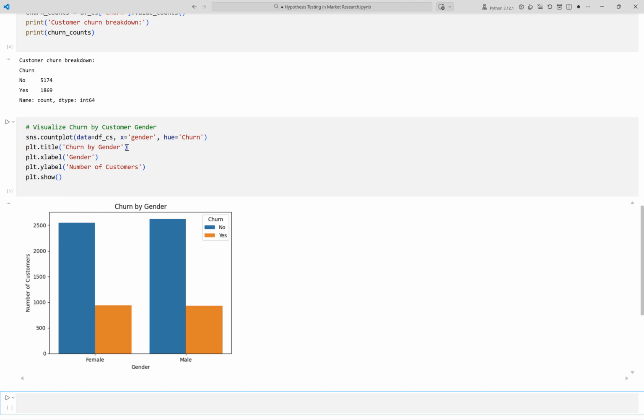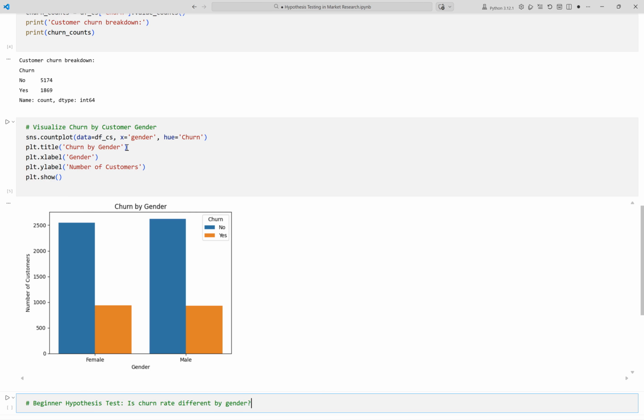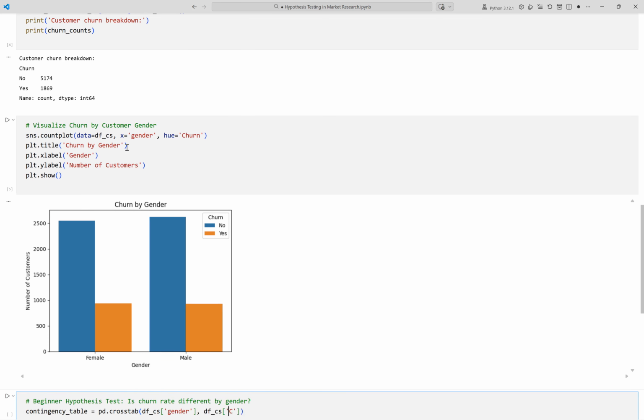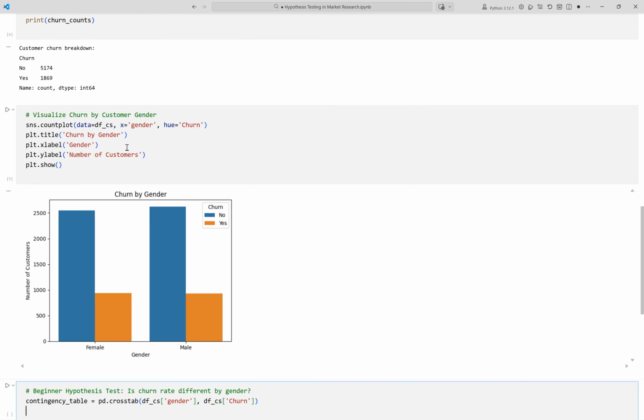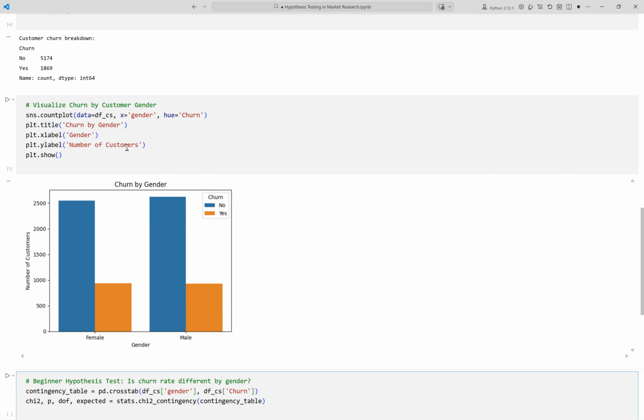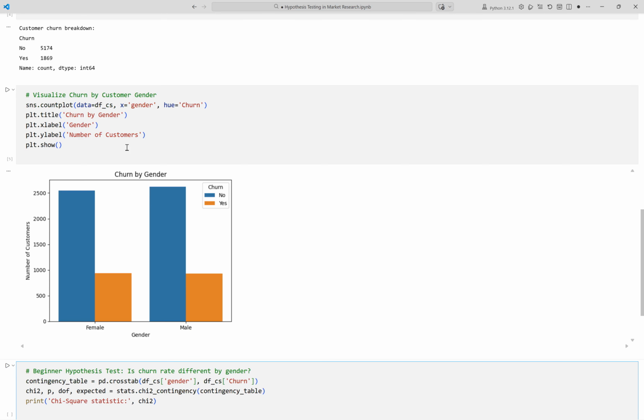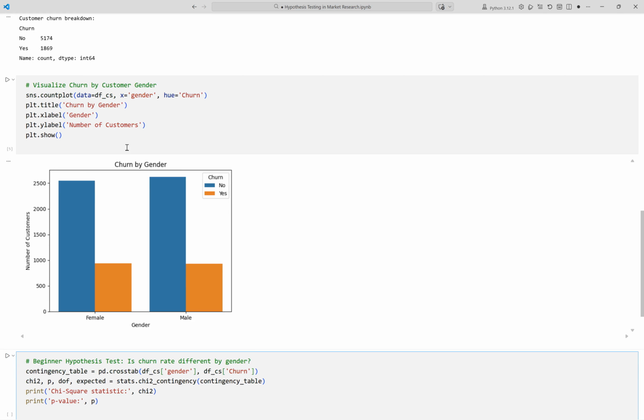A classic beginner hypothesis: is churn rate the same for men and women? We build a contingency table that counts churn per gender. We run a chi-square test of independence, a standard tool for this question. We print the test statistic, which measures the difference. We print the p-value. A small p-value means a difference worth investigating.